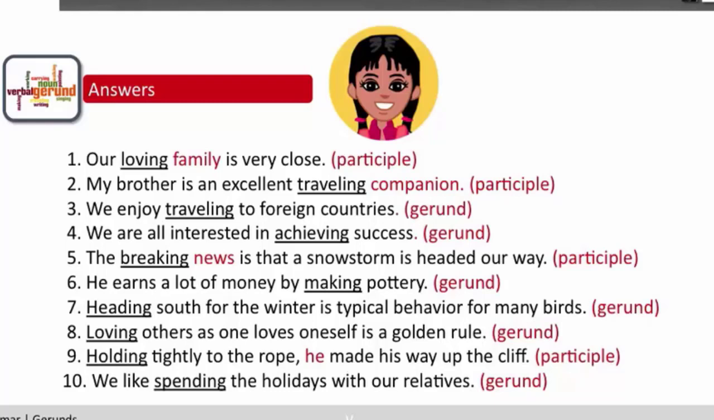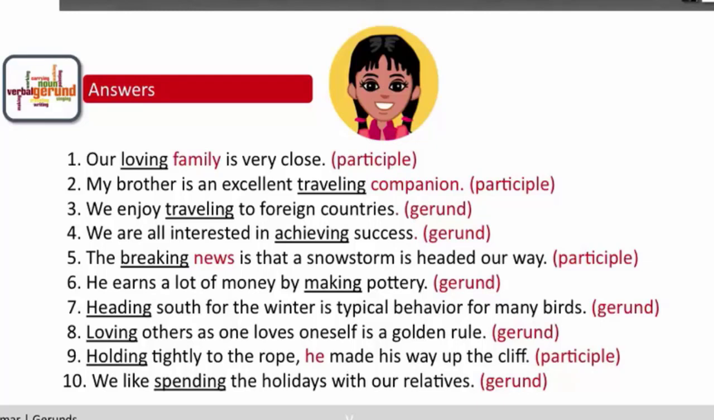In number 5, breaking is an adjective or participle modifying the noun news. In number 6, making is a gerund functioning as the object of the preposition. In number 7, heading is a gerund. It is the subject of the verb. Number 8, loving is a gerund. It is the subject of the verb.